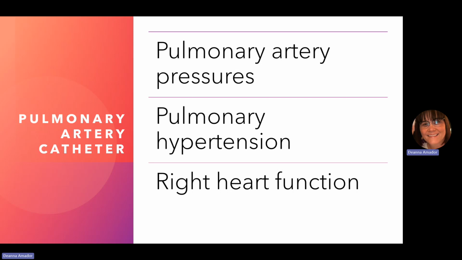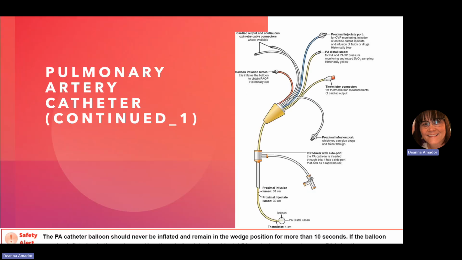This is a flexible balloon tip catheter that's guided to the right side of the heart. And if you inject and blow up that balloon, it floats up into the pulmonary artery, measuring the pulmonary pressures and telling me left-sided heart pressures. Here's a picture of a pulmonary artery catheter.